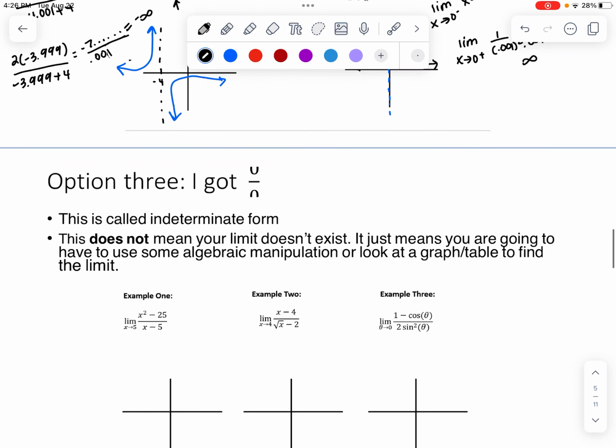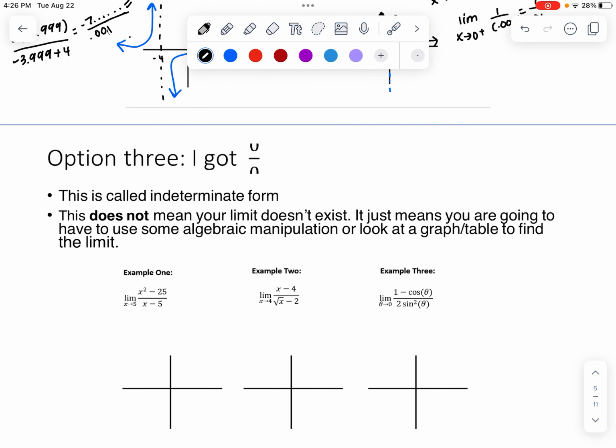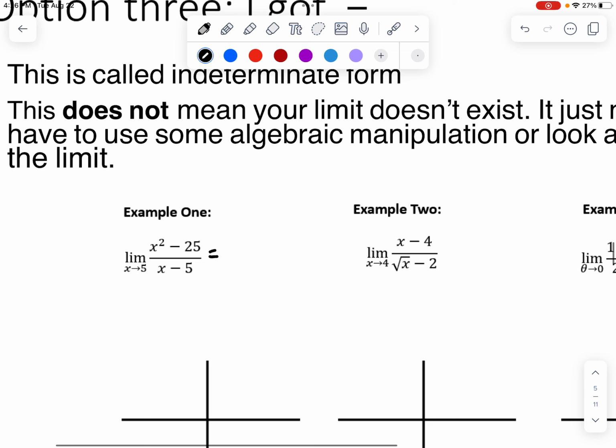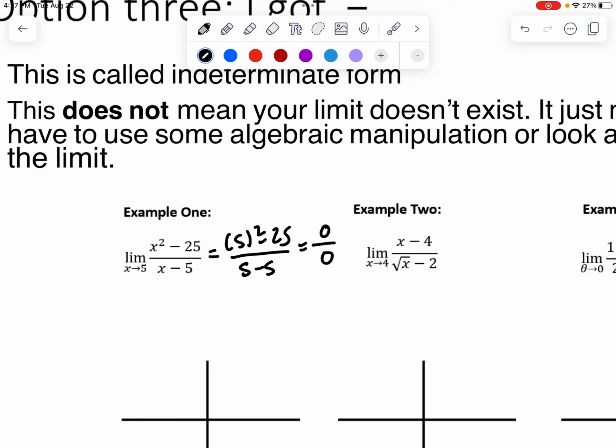Our last option tends to be the most complicated option because there's still ways to go on. But this is, I got 0 over 0, and this is called indeterminate form. One thing to note as you try out these problems: if I were to plug in 5 here, I'd get 5 squared minus 25, and then 5 minus 5. 5 squared would be 25, 25 minus 25 would be 0, and I'd get 0 over 0.